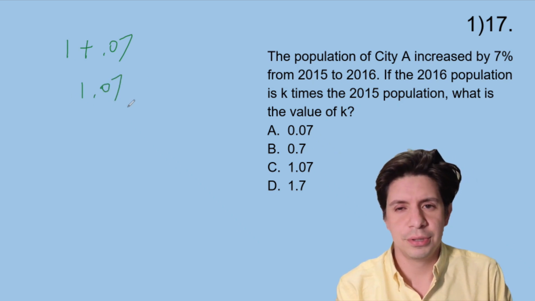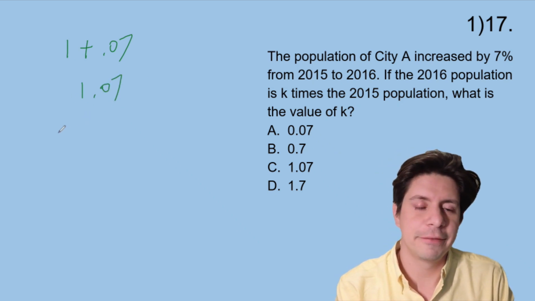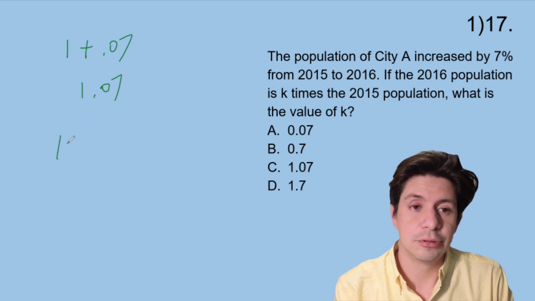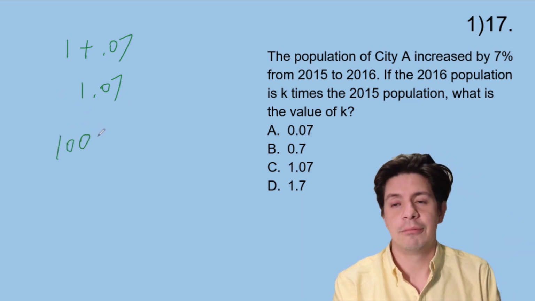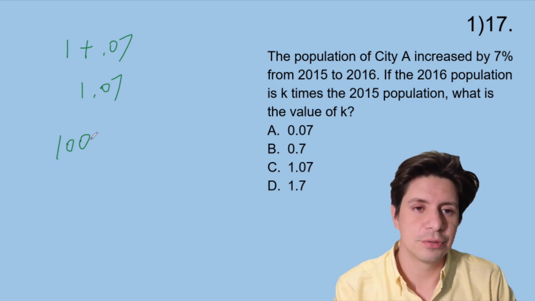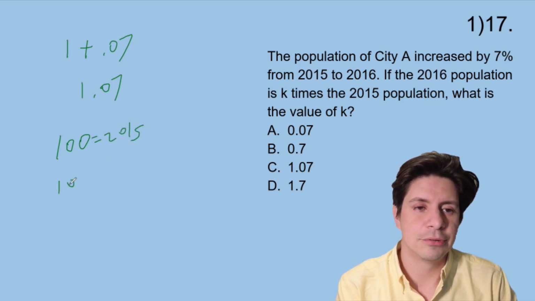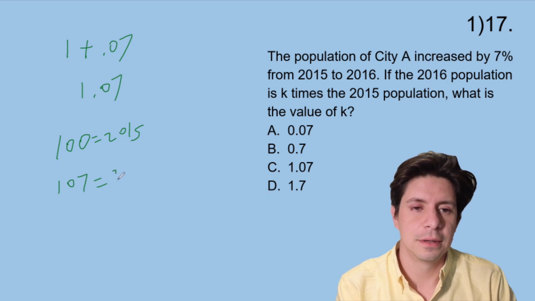So I'm just going to show you, illustrated for you. Let's say in 2015, we had 100 people, right? Without even doing the math, let's just think about it intuitively. And we're told it's a 7% increase, so this is 2015. That means 107 was for 2016.